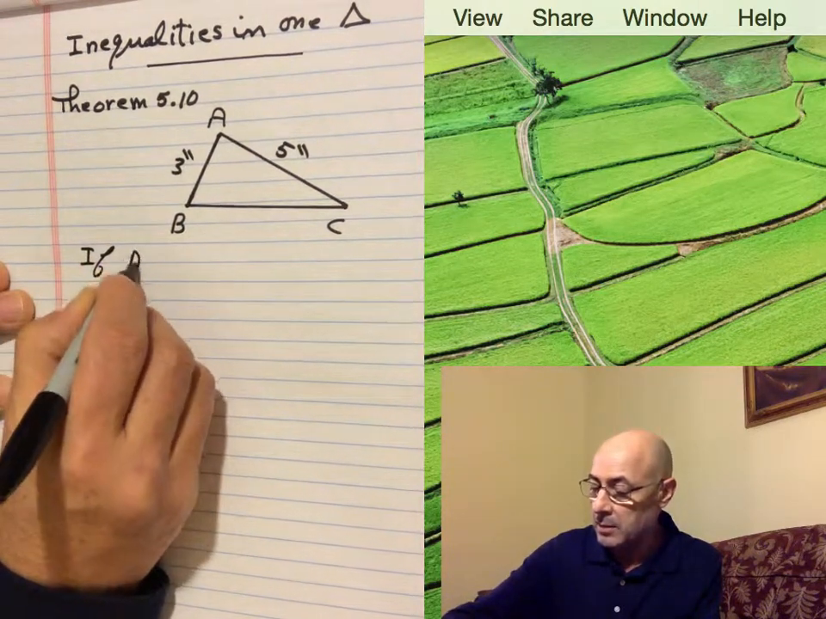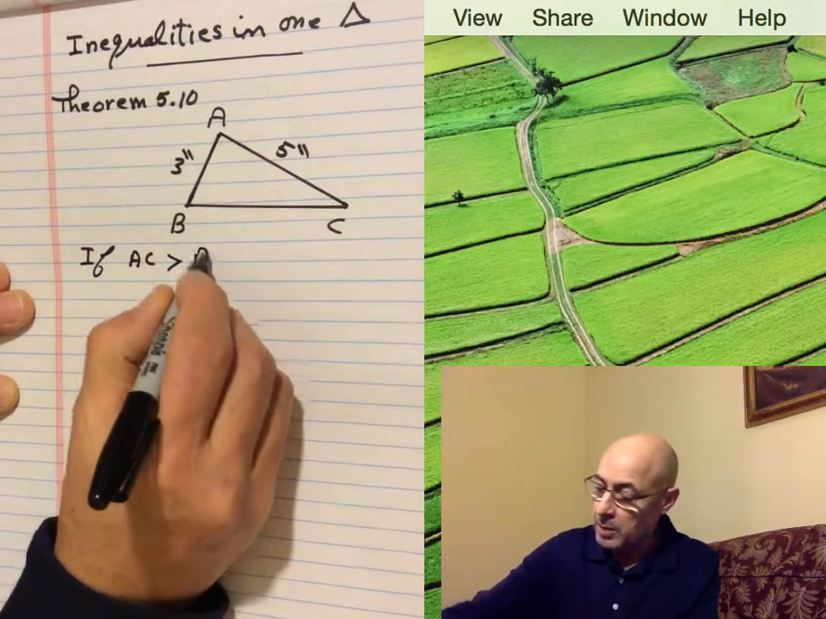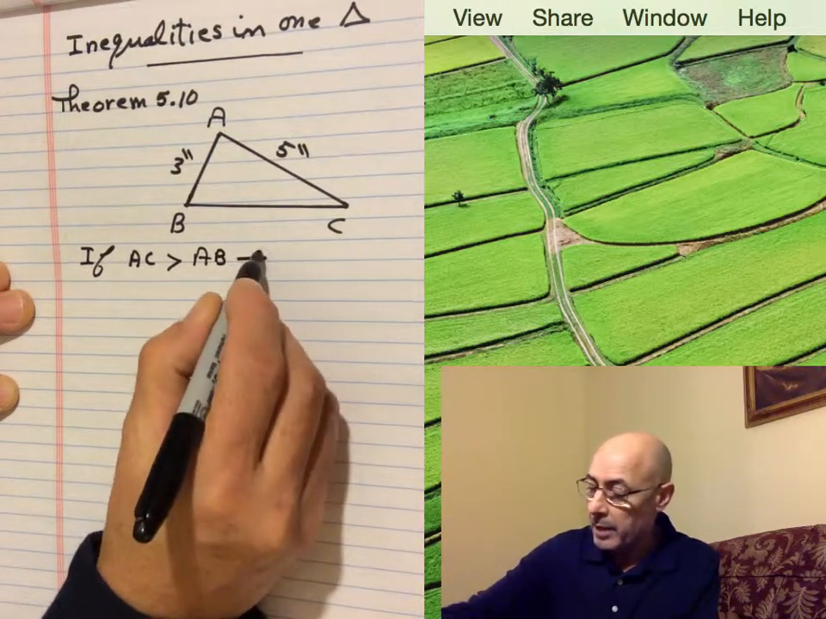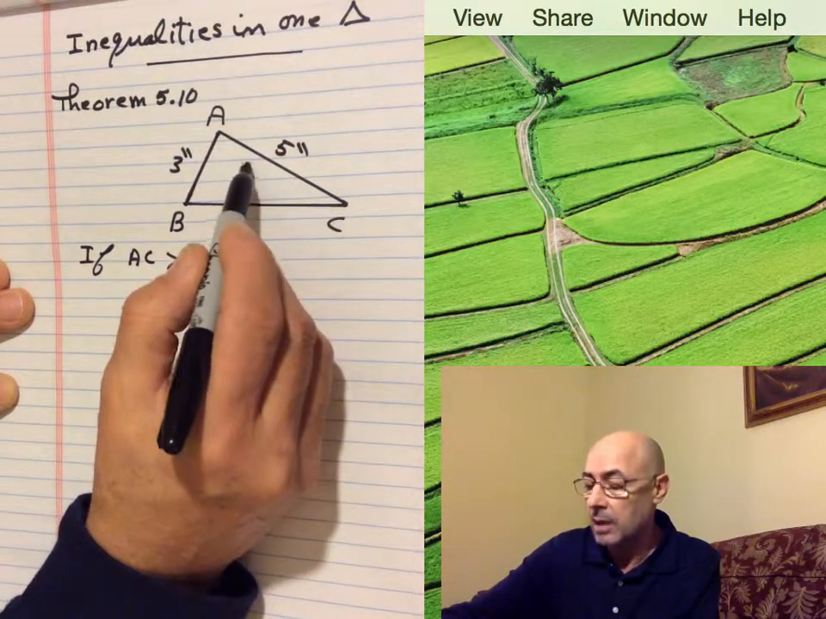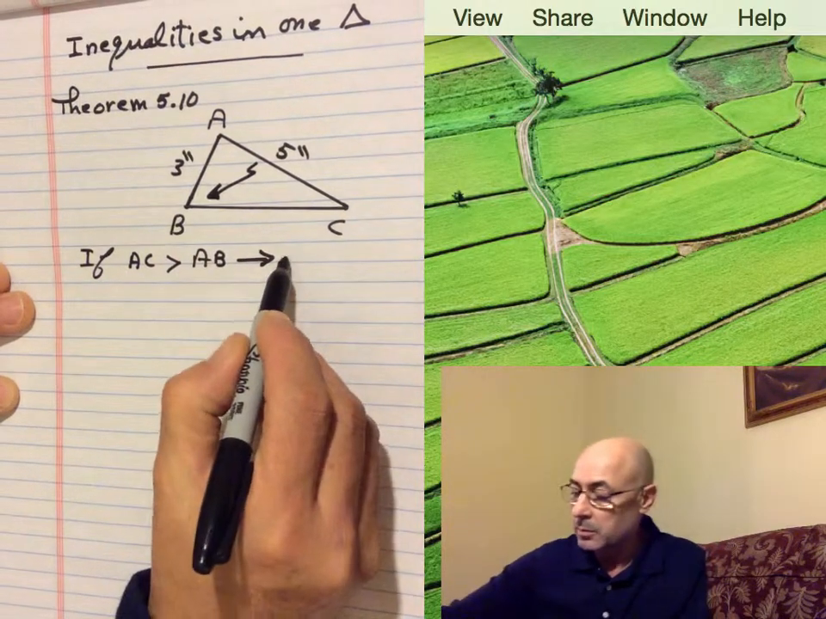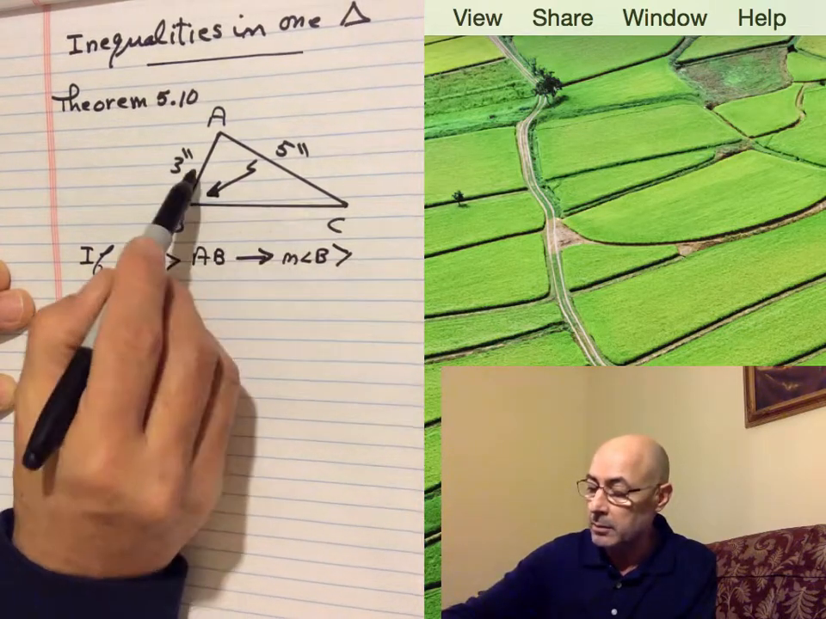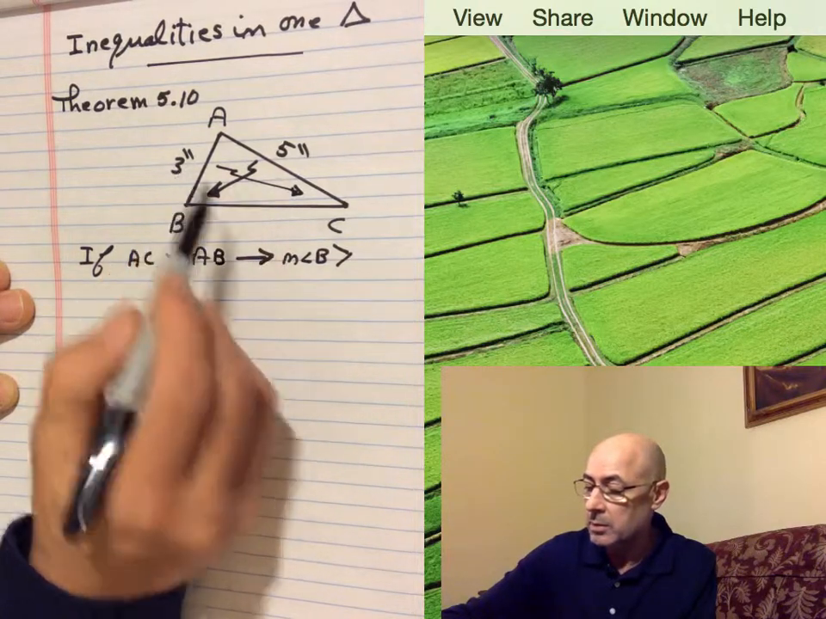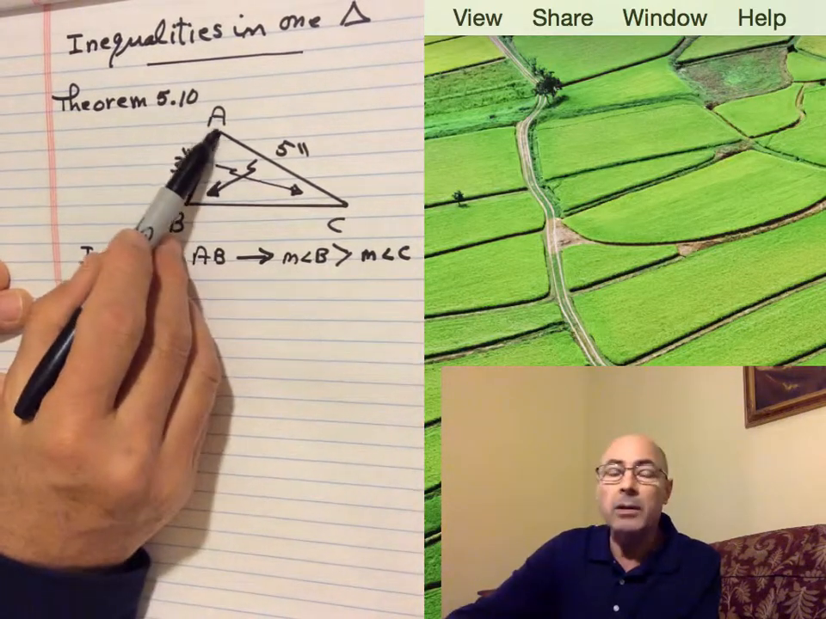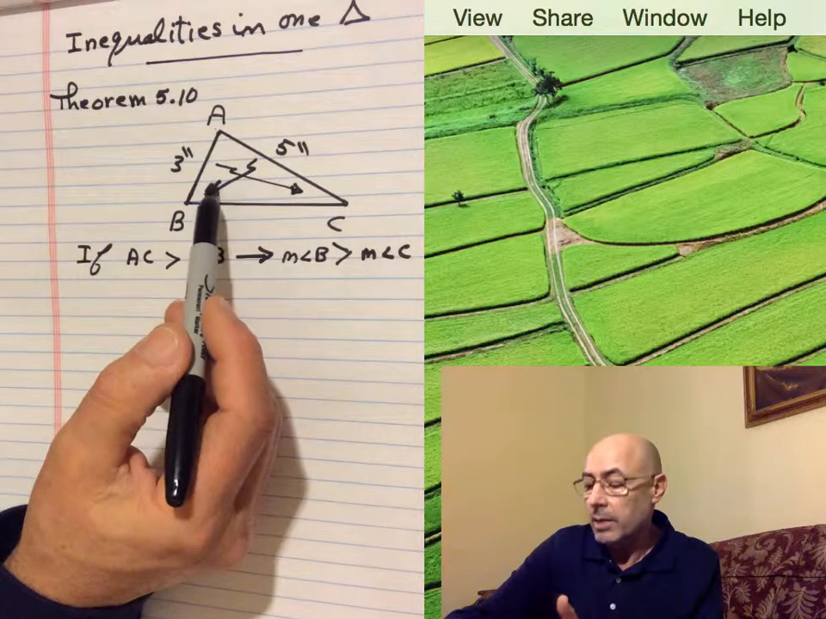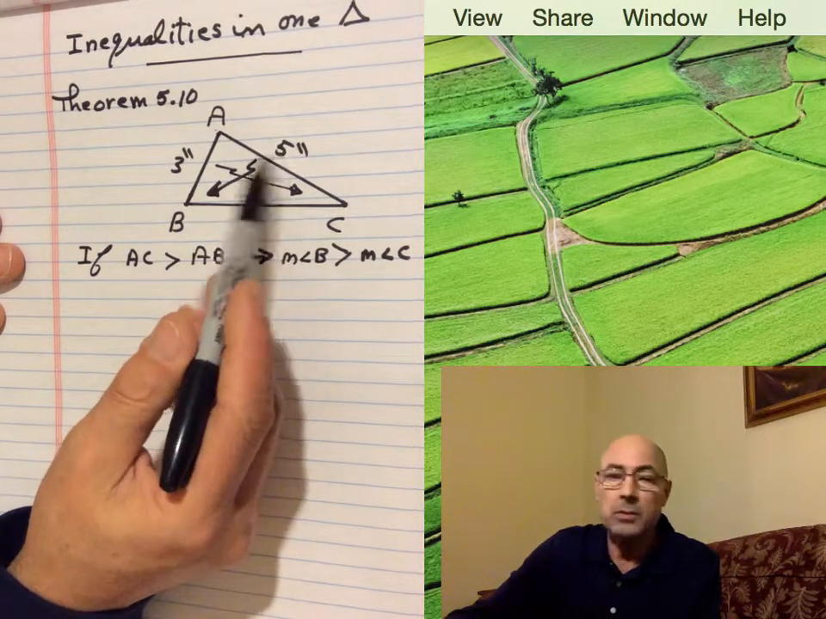So if AC is greater than AB, then the angle across from the longer side, this angle, measure angle B, is going to be greater than the angle across from the shorter side, measure angle C. So actually the longer side has the greater angle in front of it, opposite to it.